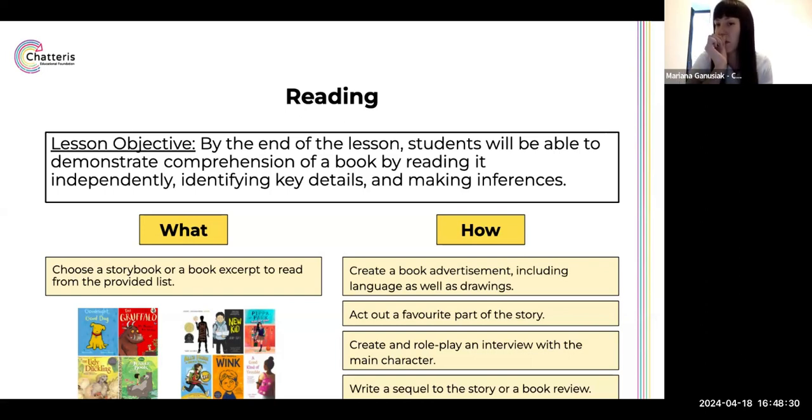And then in terms of the process options, there are so many options you can give students here. For example, you can allow students to create a book ad, right? You can allow students to act out their favorite part of the book. You can allow students to role play an interview with the main character. Or again, if you have a quieter student who would rather focus and work on the activity on their own, that's completely fine. You can allow them to write a sequel to the story or write a summary of the story if you specifically want to focus on the comprehension of the key details here.